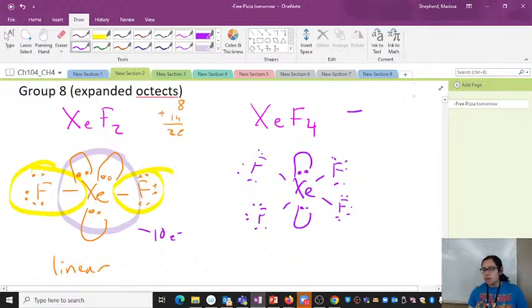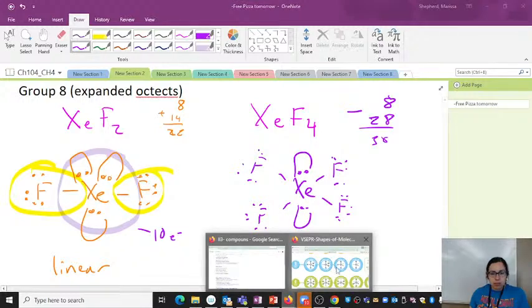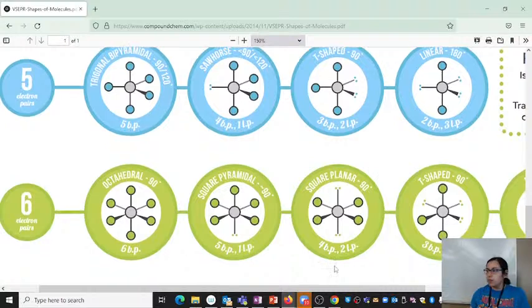You could total up the number of electrons, so xenon had 8. 7 times 4 is 28. So 36 total electrons, so 4 times 8 is 32, 33, 34, 35, 36. So either way, you should get this structure. And so you said that it was square planar. I assume you use the chart, and so we can find our 6 electron pairs and then go over to our square planar.